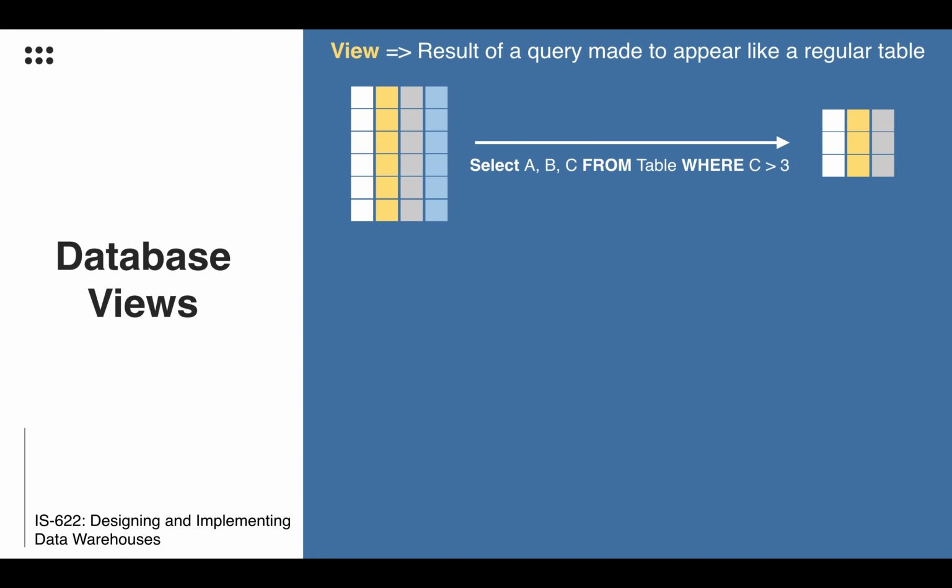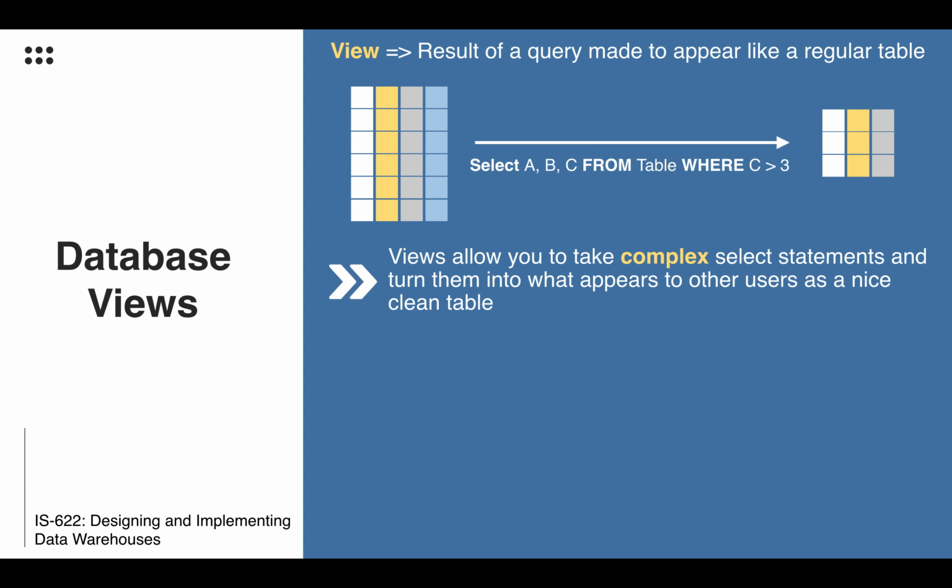So the result of running an operation on a table, if it looks like a smaller table, is called a view. This can be saved as a view. It's not called a view, it's a result. But you can save it as a view so that in future, you don't need to run a query on the bigger table. You can run it on the view to save time. Because in a view, the number of records will be smaller and it is focused, because you are only focusing on C greater than or equal to 3.